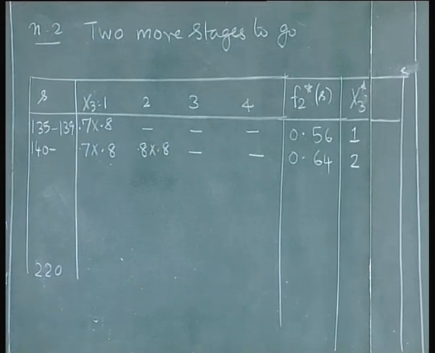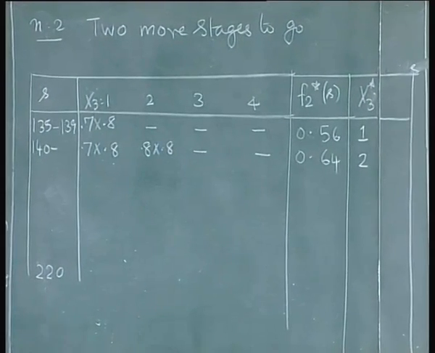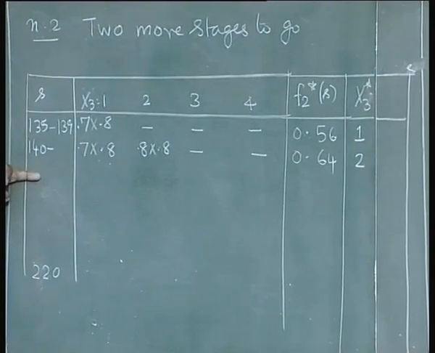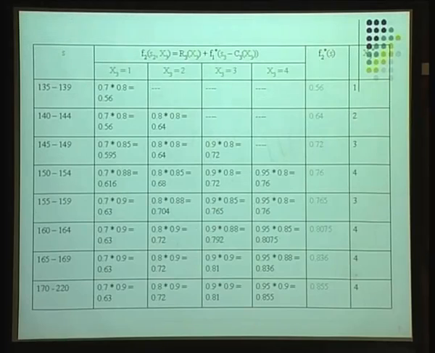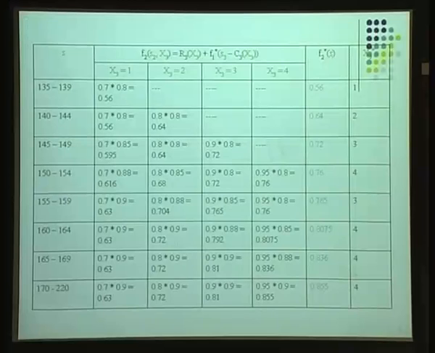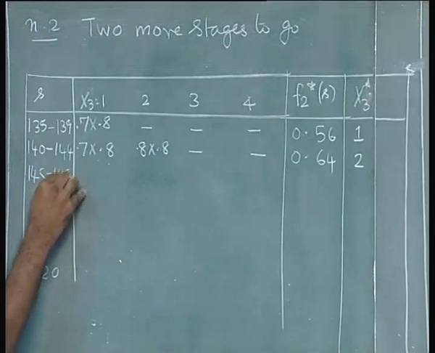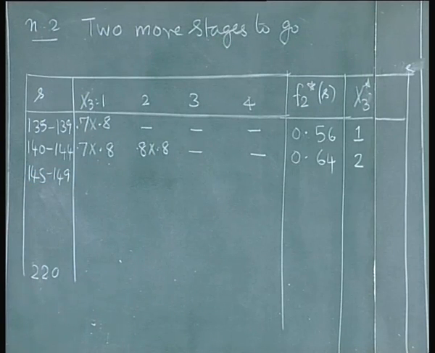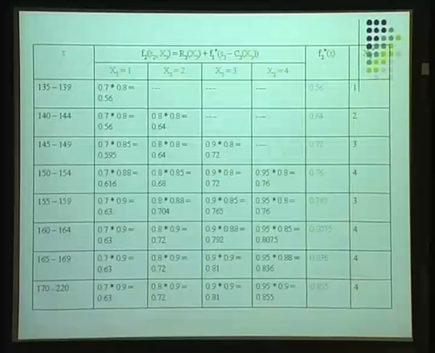Now wherever we find another alternative coming in, we move to the next definition of the state. Now we show the entire table here. Now when I have from 140 to 144, my best decision is 0.64. Now from 145 to 149, that is the next range, and there I realize that I could get into a third alternative, which is here.